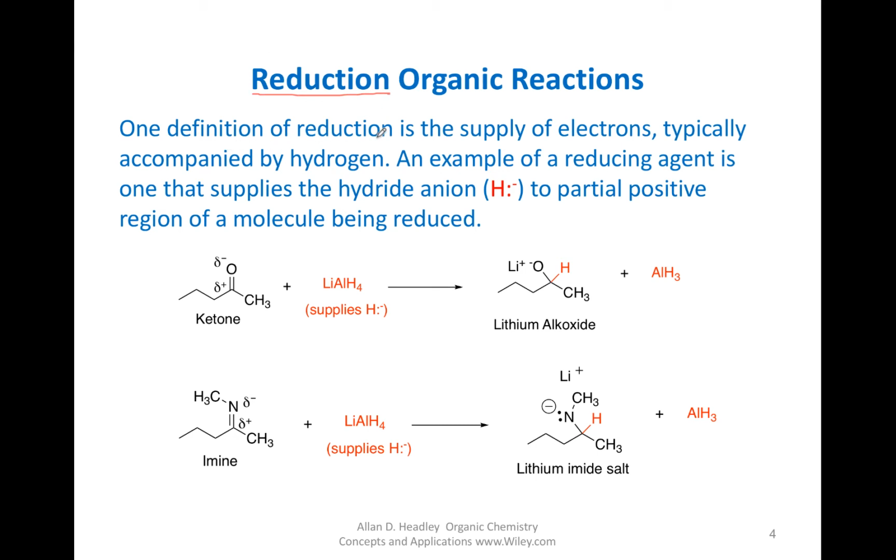So one definition of reduction is the supply of electrons. Keyword here, supply of electrons. And for organic chemistry, typically accompanied by hydrogen. So an example of a reducing agent is the hydride anion. Notice it's H with electrons negative. That's the hydride.